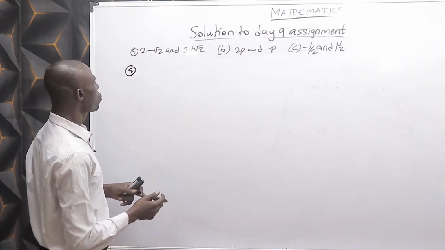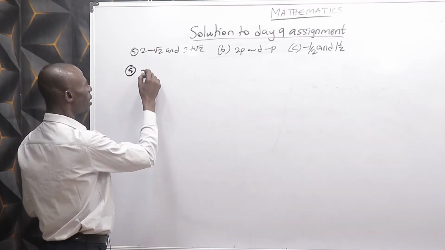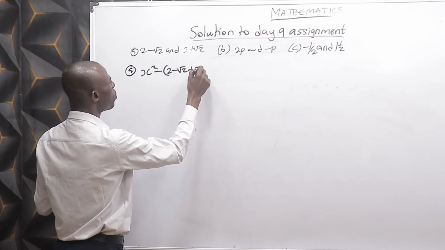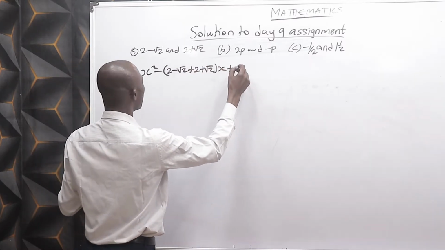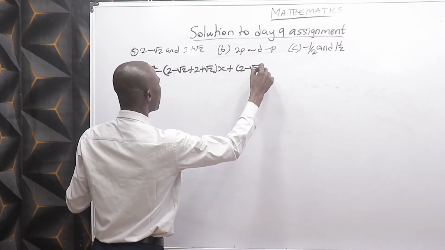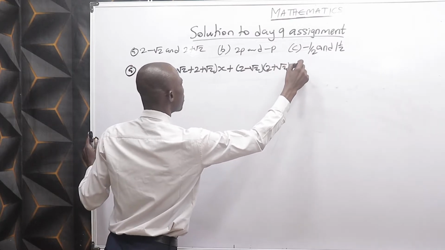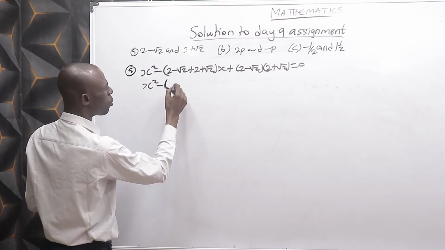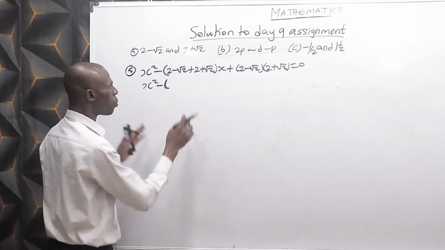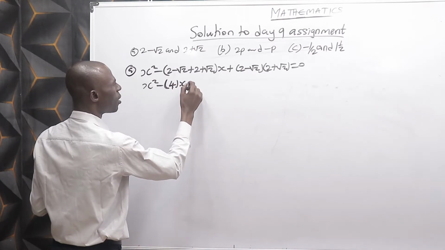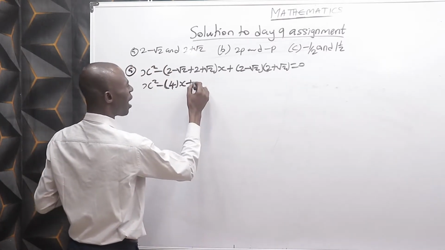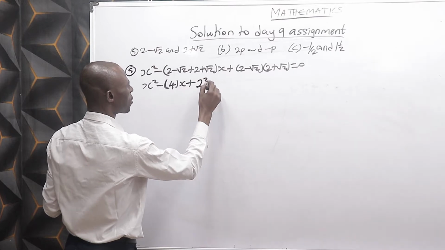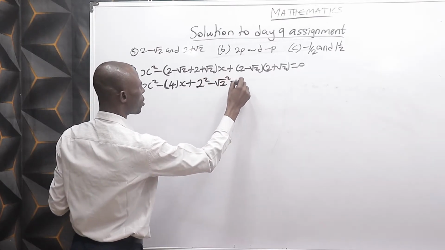The quadratic equation whose roots are this and this will be x squared minus the bracket 2 minus root 2 plus 2 plus root 2, times x, plus 2 minus root 2 in bracket times 2 plus root 2, equals 0. So x squared minus bracket minus root 2 plus root 2 gives 0, 2 plus 2 is 4, times x, plus, we can rewrite this as a product of difference of two squares. So we have 2 squared minus root 2 squared equals 0.